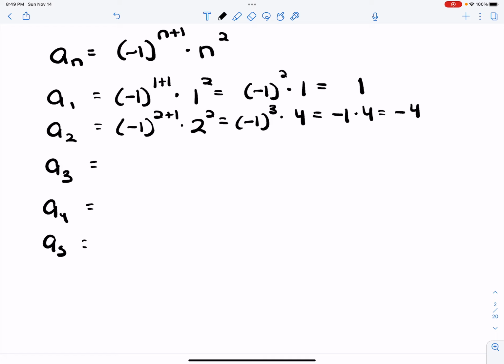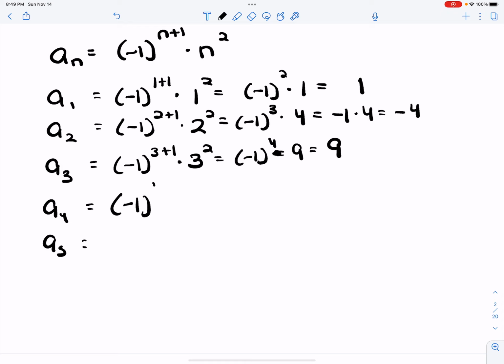So notice this sequence, we're going to end up with alternating signs as we go forward in the terms because of that negative 1 to the power. Negative 1 to the 3 plus 1 times 3 squared. So negative 1 to the 4th power times 9. So it's going to be 1 times 9, which is 9.